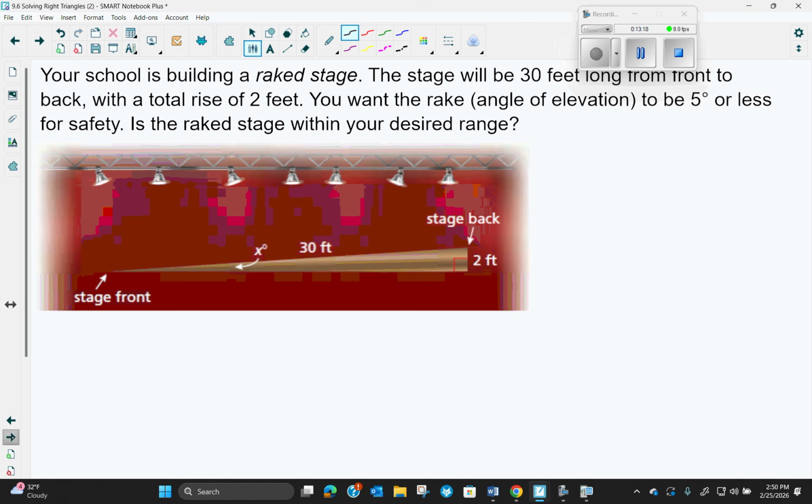All right. Just a little word problem and we'll be done here. Your school is building a rake stage.